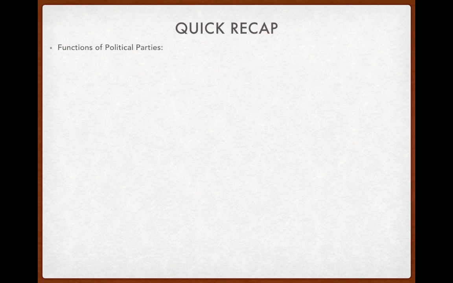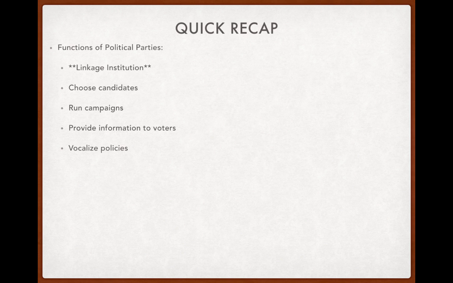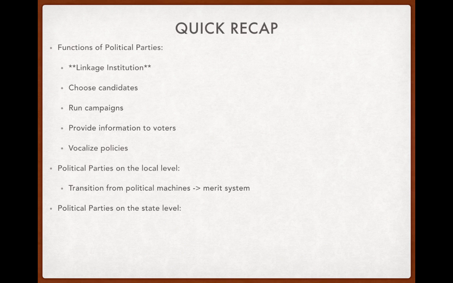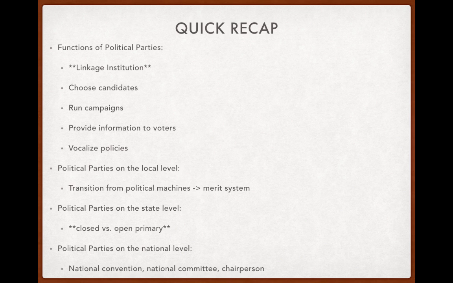All right, let's do a quick recap. Functions of political parties. Definitely know it's a linkage institution. Identify other linkage institutions. Know that they choose candidates, they run campaigns, and they provide information to voters as well as vocalize policies. Political parties on the local levels, know that it's a transition from political machines to the merit system for jobs. And political parties on the state levels, definitely, absolutely know closed versus open primaries. What does it mean? What are the requirements? And on the national level, know about the National Convention, the committee, and the chairperson.